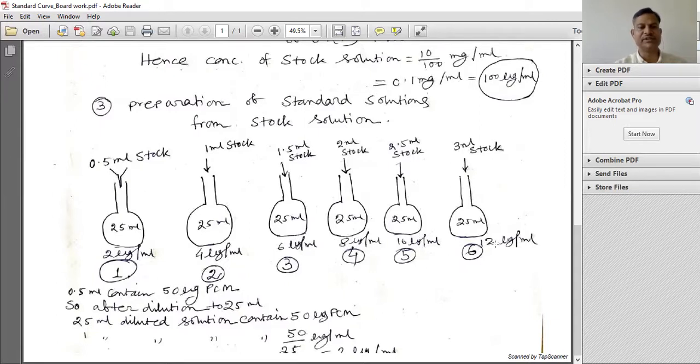Now, in this way, we will prepare the media, the stock solution, and the diluted solutions. Now, we will see how to prepare the different solutions. So, we will go for preparing the solution. So, we are starting our experiment. Before doing the experiment, I am showing you the apparatus we have taken for this experiment.